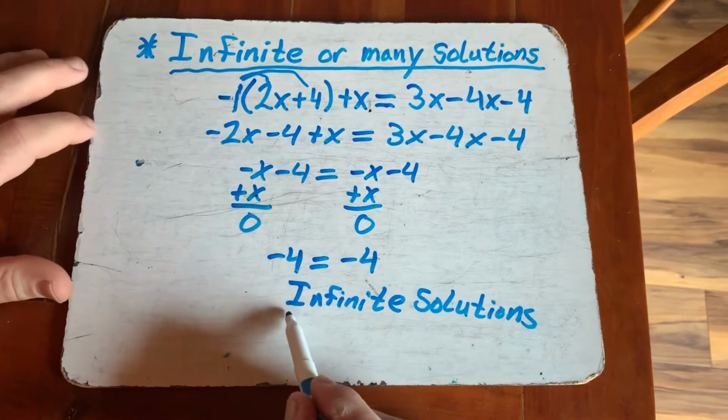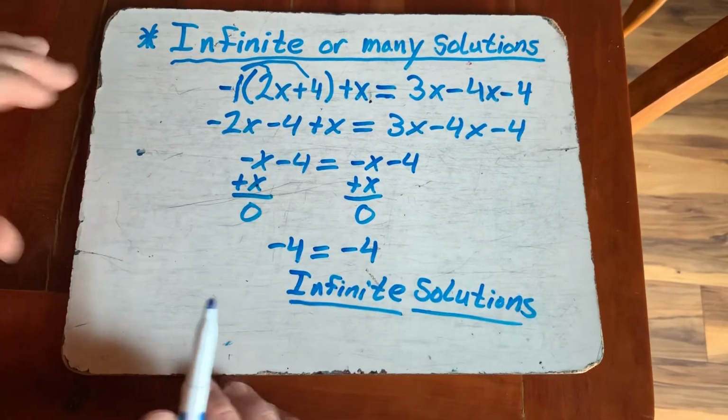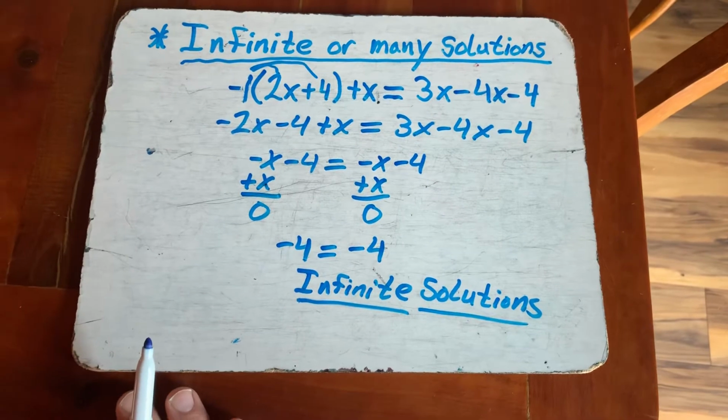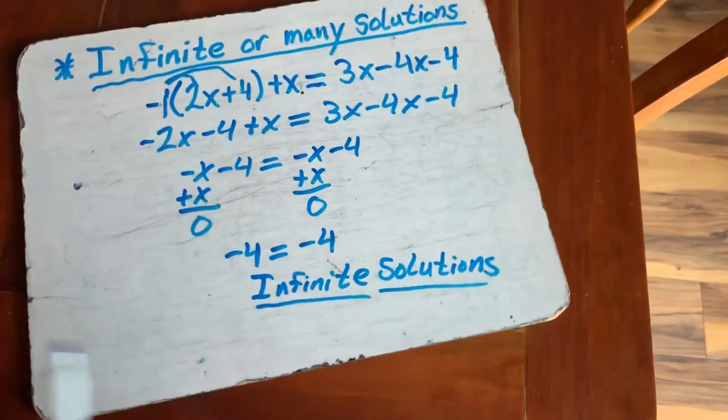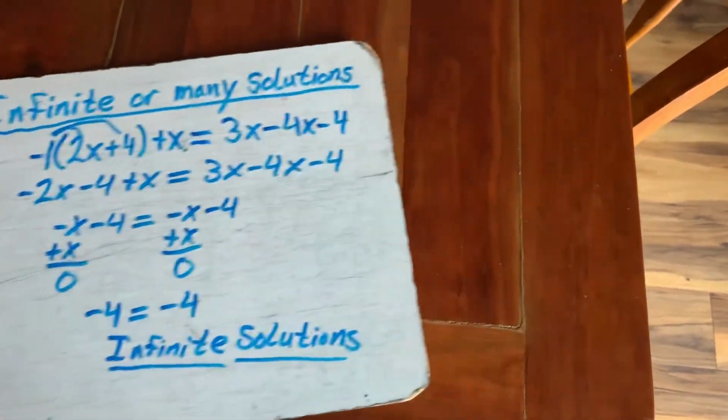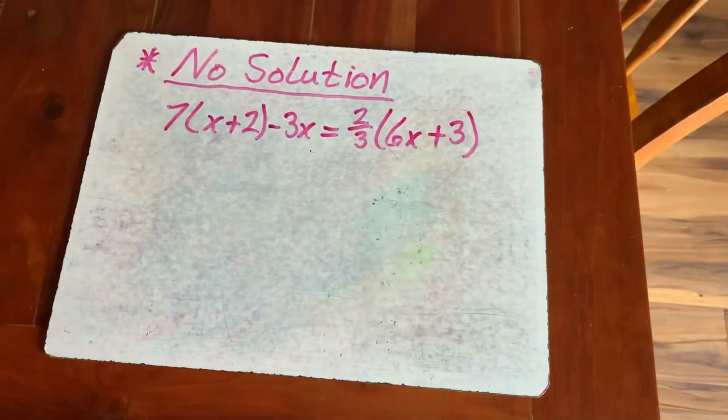So that's why every number would work. Every single number in the real number system would work as a solution. So that's what infinite solutions look like. You get to the end of the problem, the x is gone, and you get the same number on both sides of the equal sign.